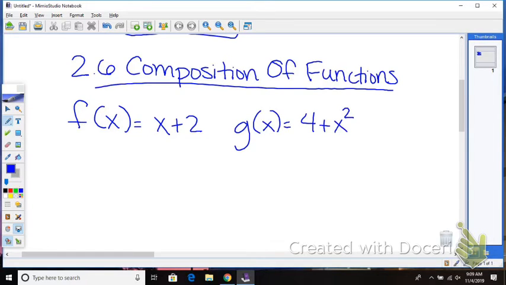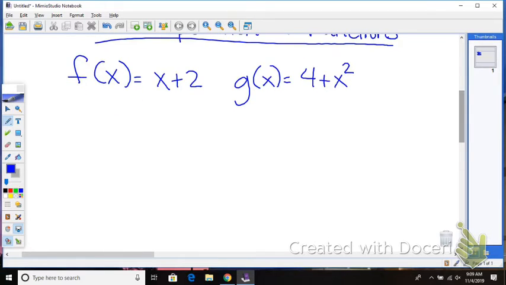Okay, first of all, going to our objective today, does this look familiar to you? Like you've seen it before? We did it a little bit in Algebra 2. Right, you just work from the inside out. So you're composing one into the other.